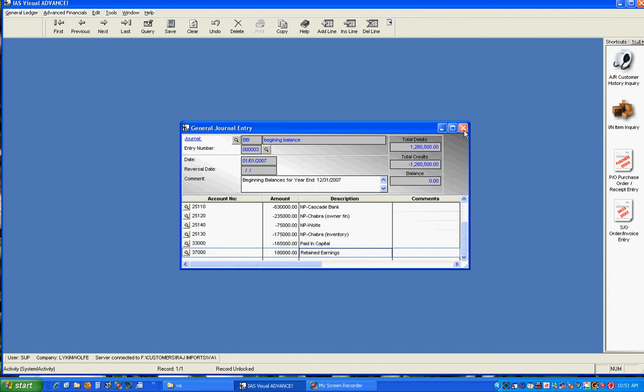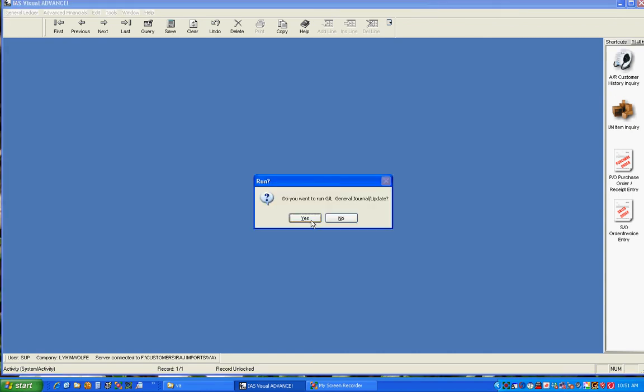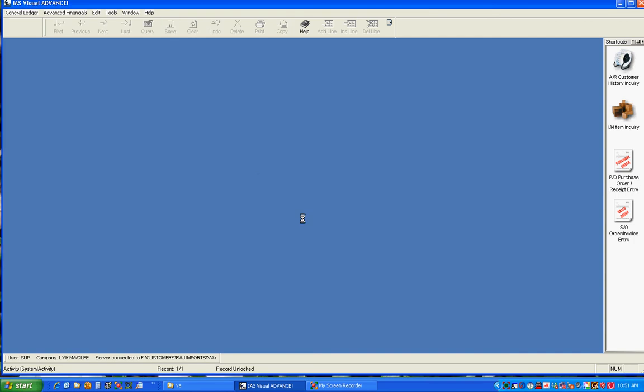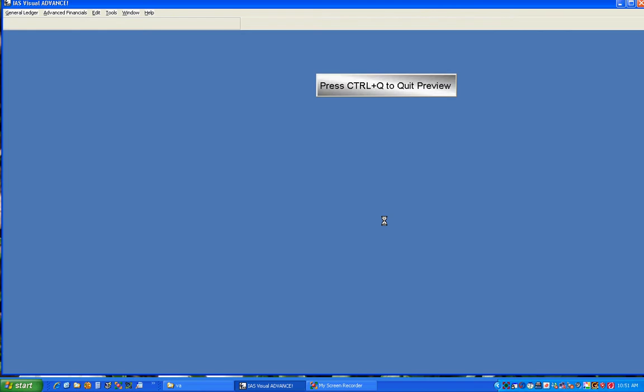So I'm going to go ahead and close it here, save it, and run my general ledger update. In all modules, there's always going to be an update. You're going to have multiple chances to stop the posting, but everything has to be posted. This is a batch mode processing system. So we're going to say yes to this. Do it to the screen so you can see it.